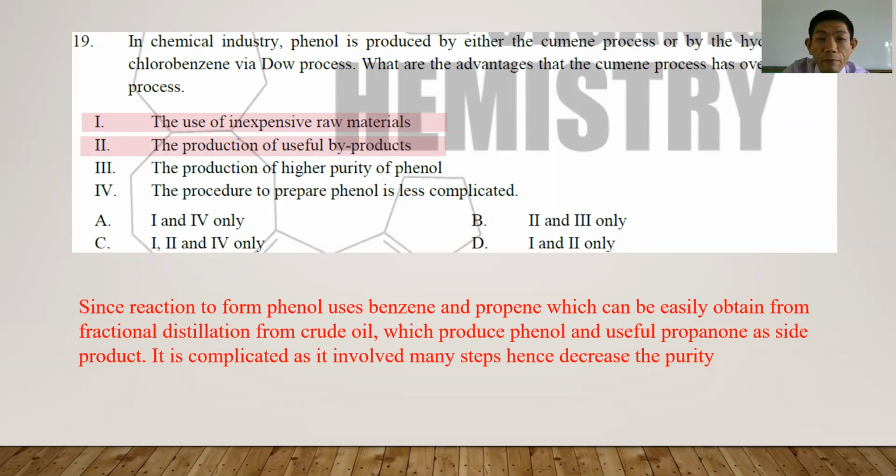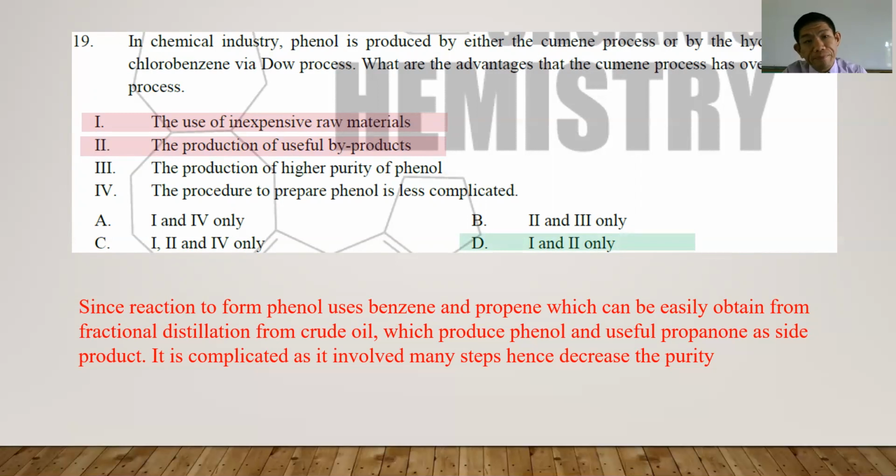And number four, procedure of preparing phenol is less complicated, which is not true also because it involves at least 3 steps to synthesize phenol. So it is not practical to synthesize phenol under such condition. So therefore, the best answer will be 1 and 2 only.